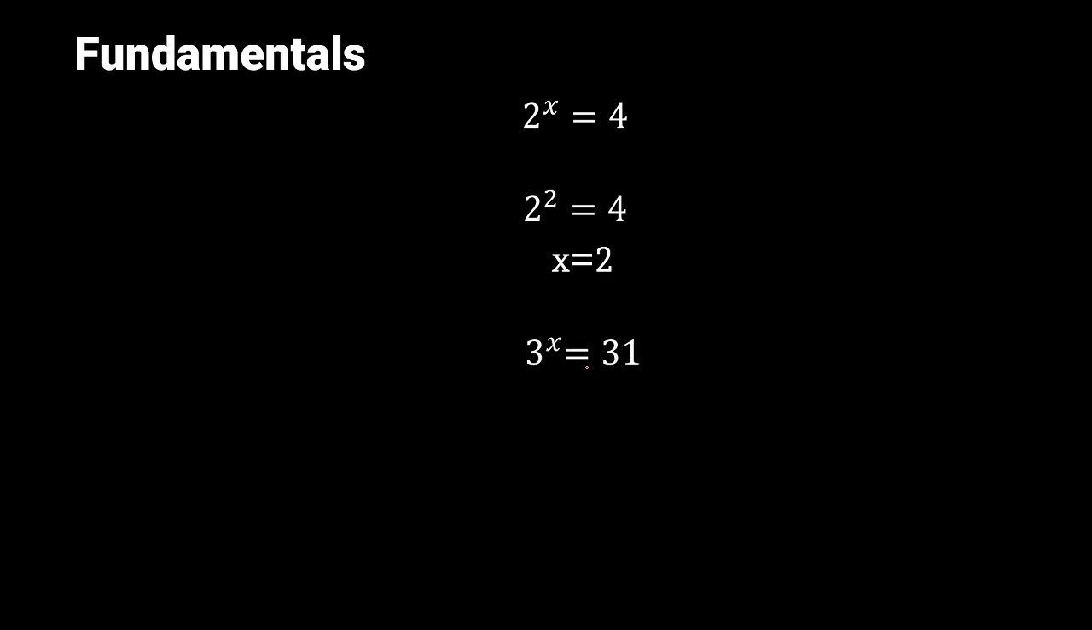But what about 3 to the power x equals 31? How would you solve that? Well, we know that 3 cubed is equal to 27, which is just 3 times 3 times 3. And 3 to the power 4 is just 3 cubed times 3, which is 81. So how would we find 3 to the power x equals 31? We know that 31 lies between 27 and 81, which means that x must be between 3 and 4. So we know that x is somewhere in this range.